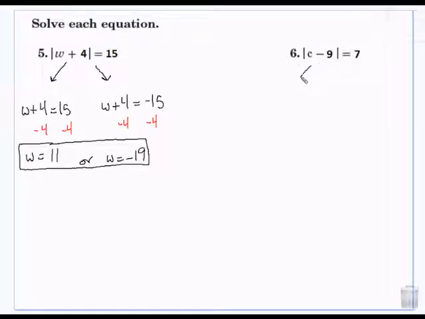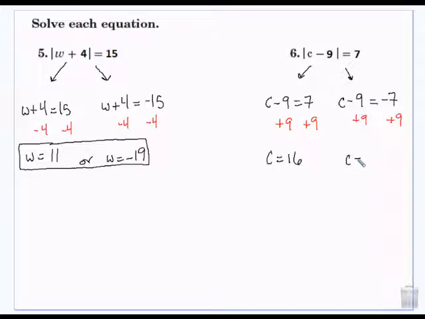Okay, for this one, again, the absolute value is already alone, so I'm going to split it. So C minus 9 equals 7, C minus 9 equals negative 7. Add 9 to both sides. C equals 16, or C equals 2.